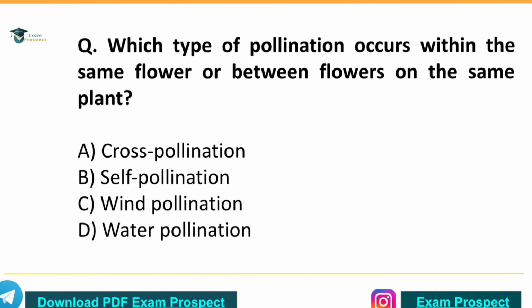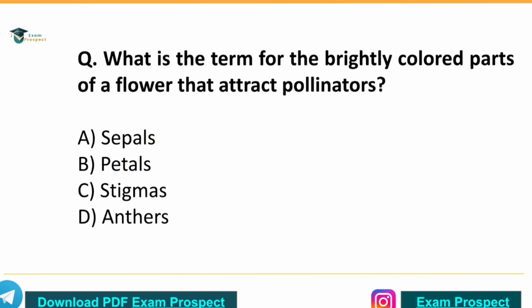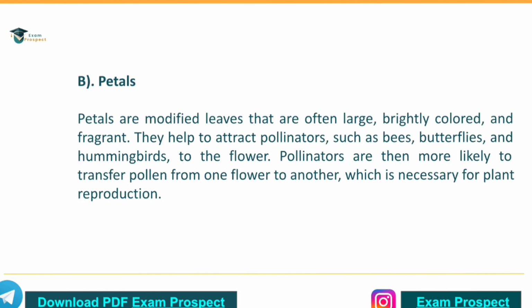Next question. Which type of pollination occurs within the same flower or between flowers on the same plant? Correct answer is option A, cross-pollination. Next question. What is the term for the brightly colored part of a flower that attracts pollinators? Correct answer is option B, petals.